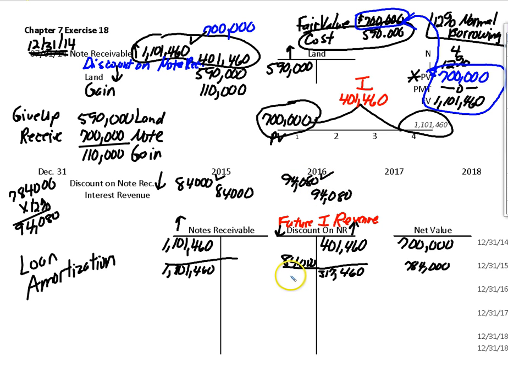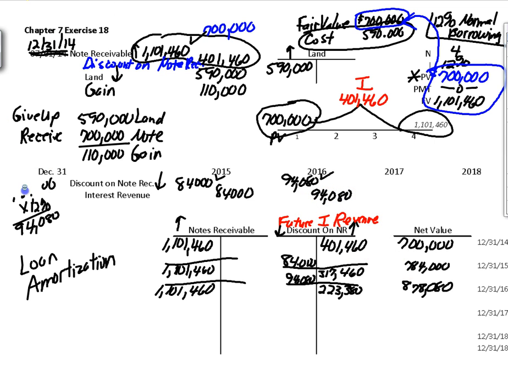Let's post the debit to our discount, 94,080. So nothing happens to notes receivable, but the discount goes down to 223,380. So my notes receivable less the new balance. Now my net value is 878,080. So those three numbers get reported on the balance sheet for 2016. Interest revenue, 94,000.